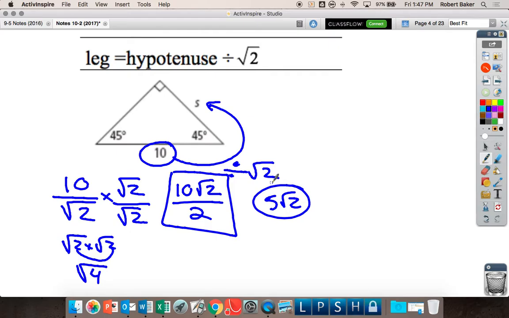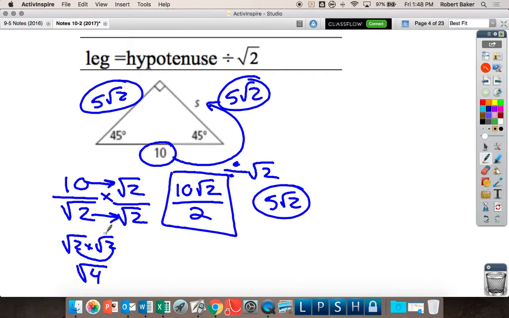Sucks, right? So, and you can check. Do I mess with this guy under the radical? No, because he's not under a radical. So that means this side is 5 square roots of 2. How big is this side? That's a lot of stuff, isn't it? As you start practicing this, you'll start to know that this is 10 square roots of 2, and this is 2. You can get to this, and then just simplify 10 over 2.